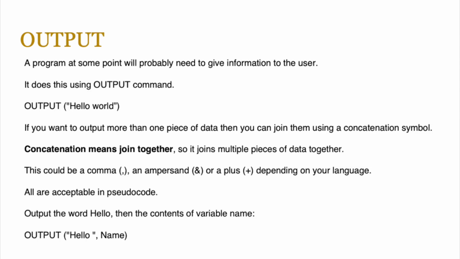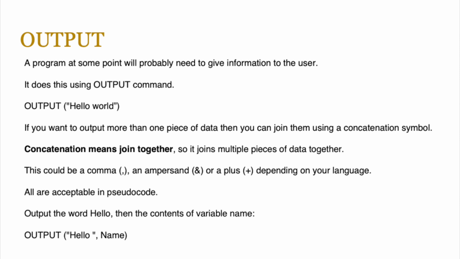Okay, let's look at output. A program at some point will probably need to give some information to the user, and we do that using an output command. Output brackets quote marks hello world, because that's the string we want to output on the screen. Now, if you want to output more than one piece of data, you can use the concatenation symbol, which means join together. And this could be a comma, an and symbol, or a plus. All are acceptable in pseudocode.